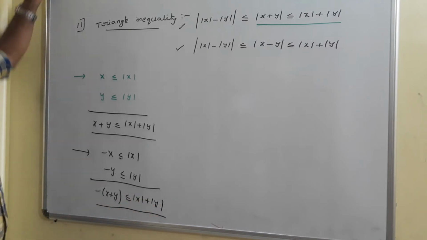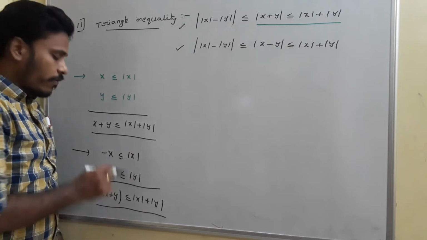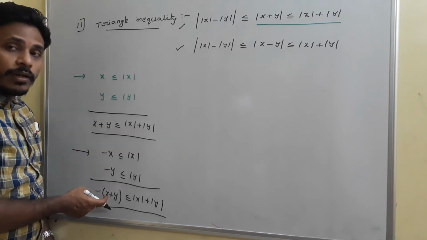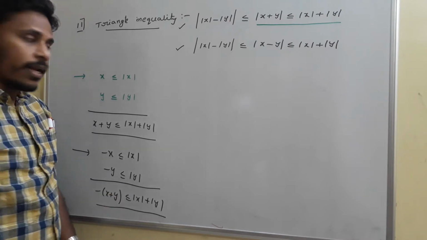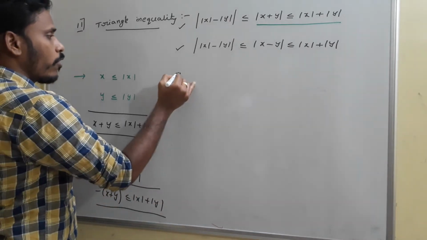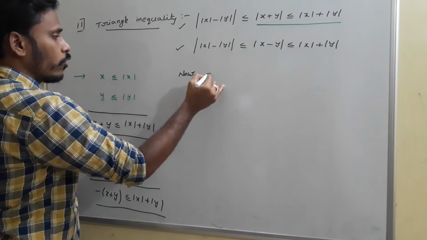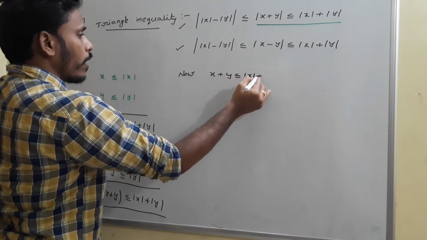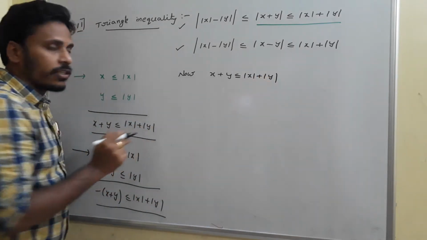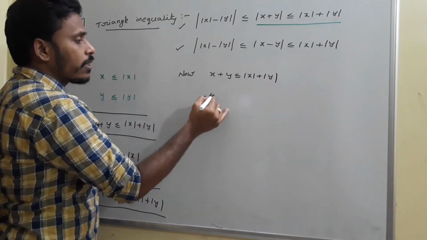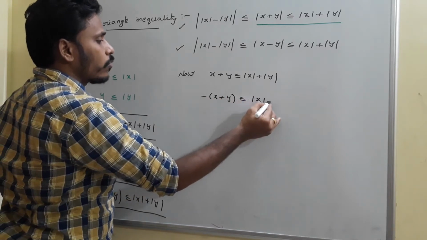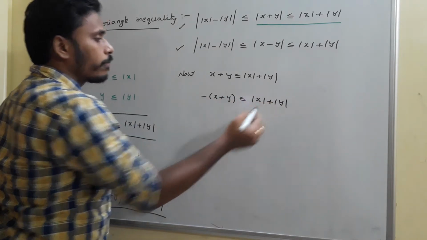Just have a look. At the end I have two statements here. The first one is x plus y is less than or equal to mod x plus mod y, and the second one is minus of (x plus y) is less than or equal to mod x plus mod y. Now just have a look. x plus y is less than or equal to mod x plus mod y is the first relation, and the second relation is minus of (x plus y) is less than or equal to mod x plus mod y.